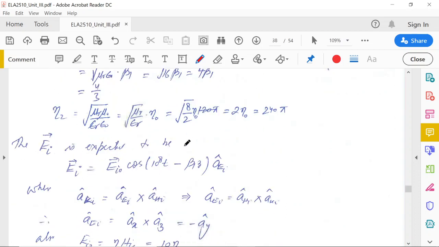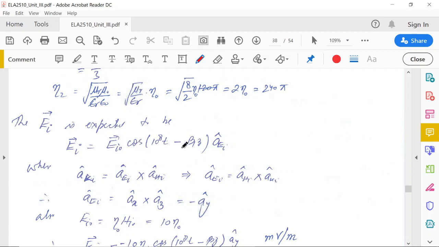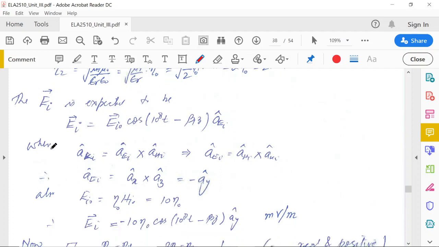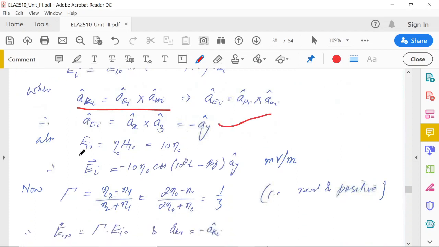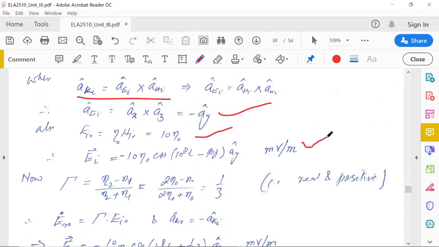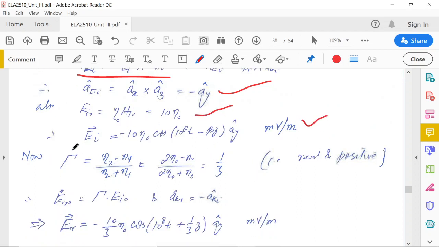So E_i is expected to be this expression, E_i naught cos of this one. You can find E_i just by taking this here. You know the direction of propagation, so you can find E_i. So the E_i direction comes out to a_y. Then E_i naught equals eta naught times H_1, and you can find the incident electric field. Now gamma is given by eta 2 minus eta 1 over eta 2 plus eta 1, so it is positive, it is real, so the phase is 0.